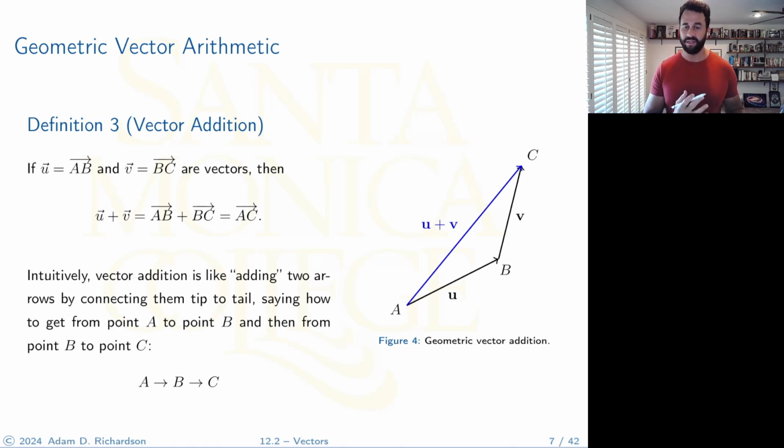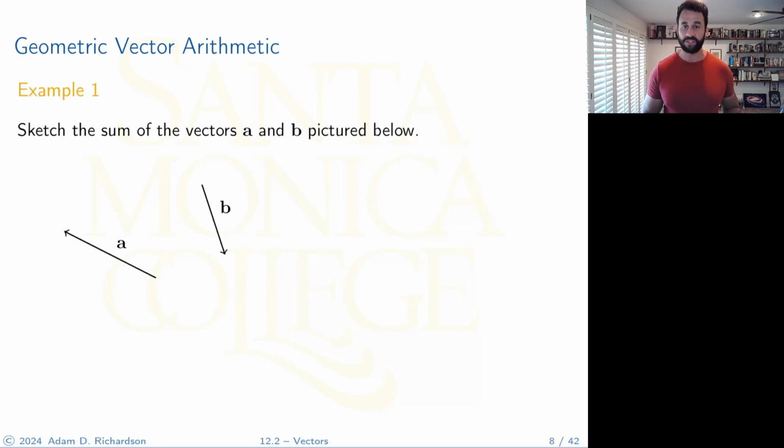So u plus v is the same as going from A to C. So basically it's like saying go from A to B and then from B to C. That's what vector addition looks like geometrically. Now let's practice this one.